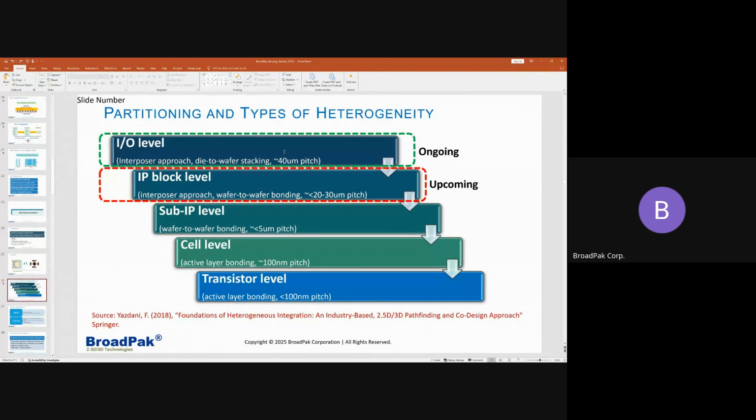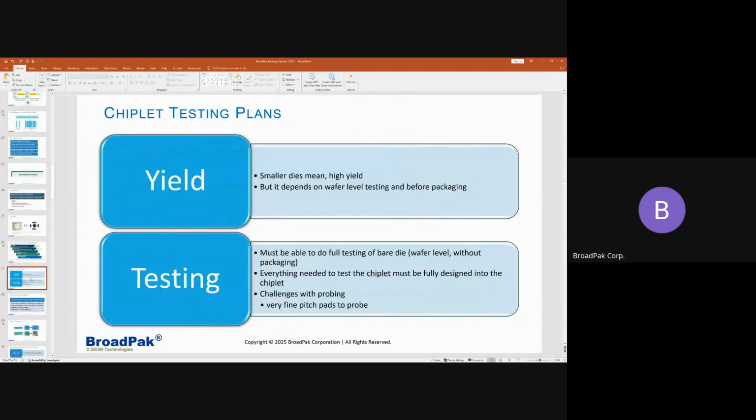So you have to see at what point you're going to partition that is appropriate for your product and application. The other thing that is going to be important is the plan for testing. Obviously, the yield: when you partition and go to the chiplet, you get a smaller die. Smaller die means higher yield. But the yield also depends on the wafer level testing before the packaging, meaning you should be able to test all of those devices before you package them.